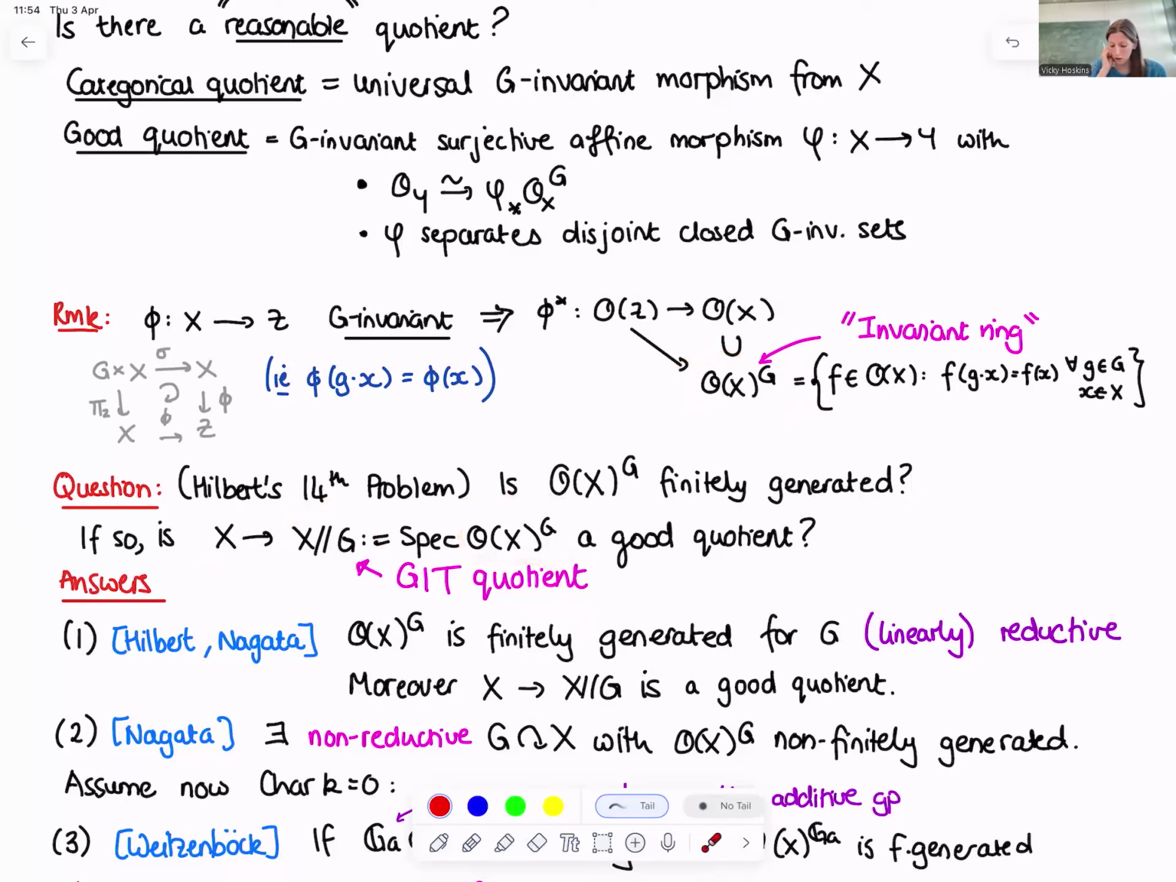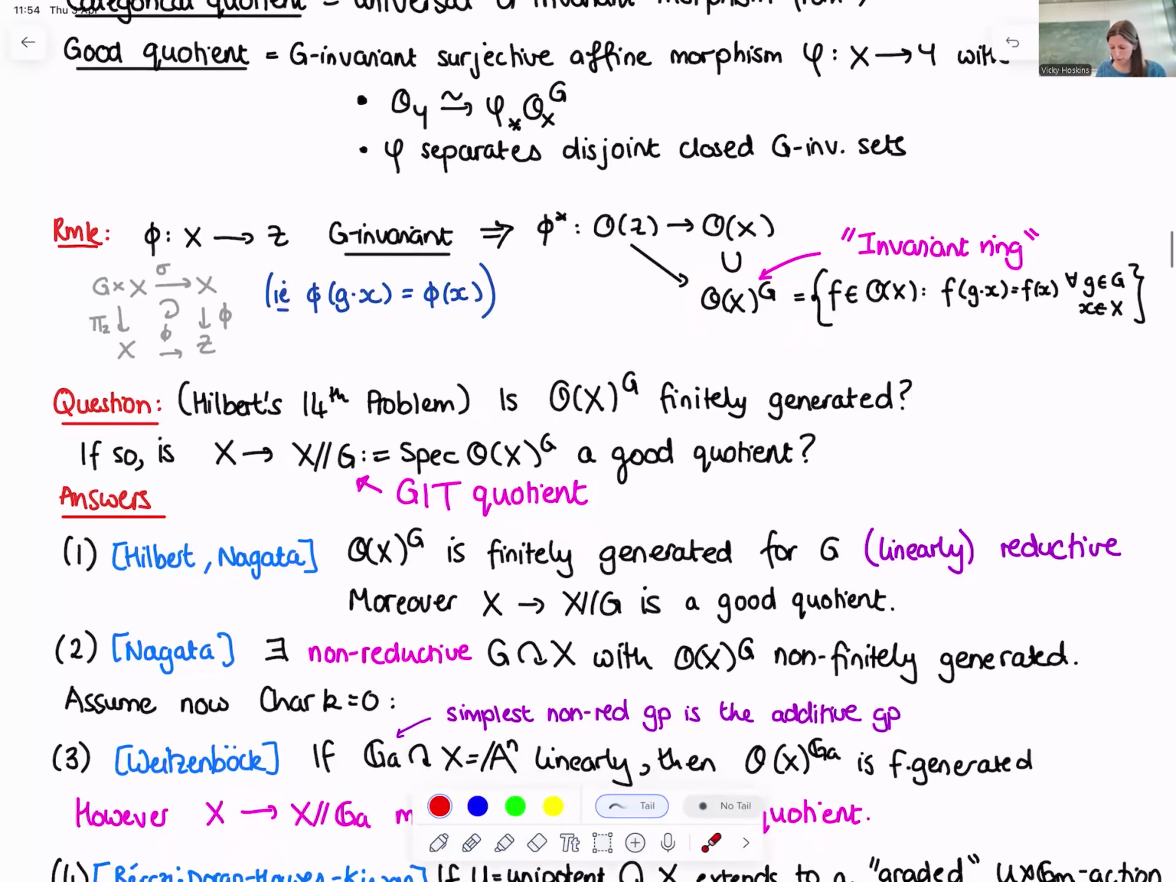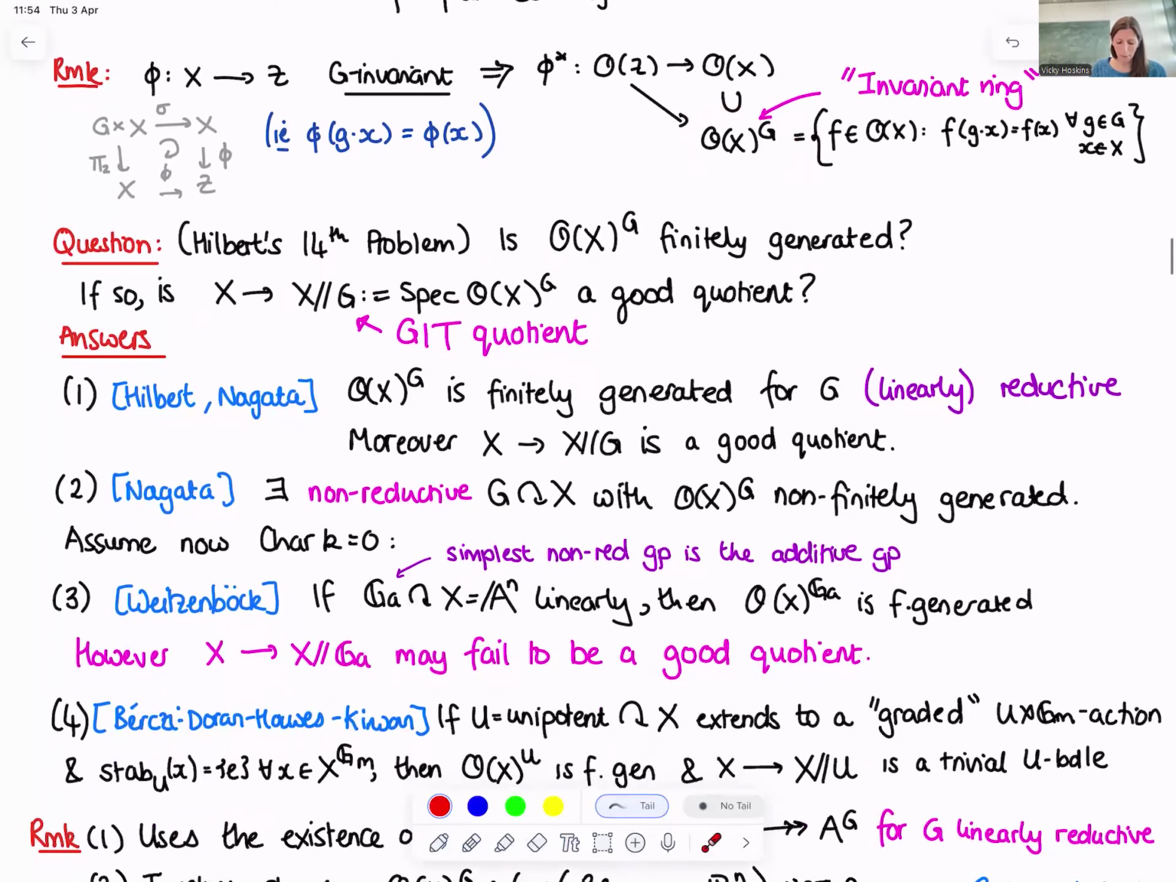So there are several different answers to this. Firstly, we'll start with the good stuff and then the not so good stuff. The first thing is if G is reductive, then the ring of invariants is finitely generated. And moreover, this quotient that you get is a good quotient. Actually, the case where G is linearly reductive really goes back to Hilbert. And then more generally, the general result is due to Nagata.